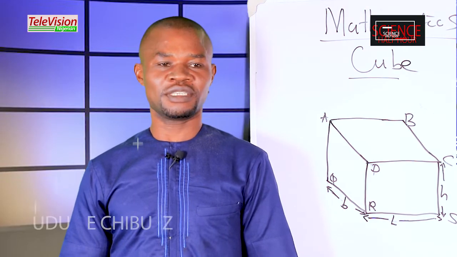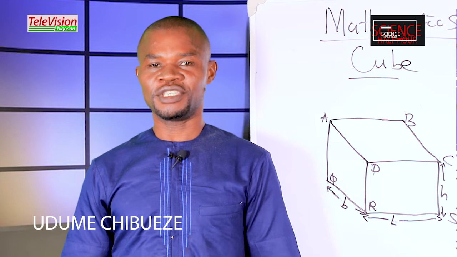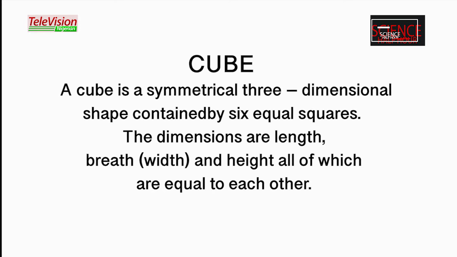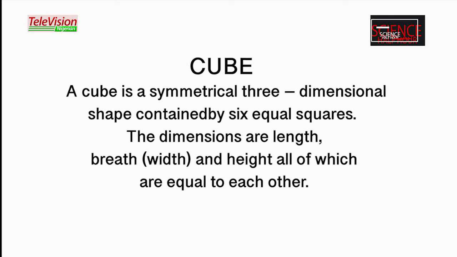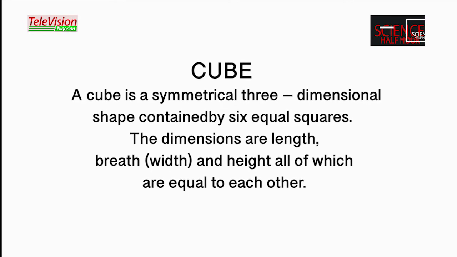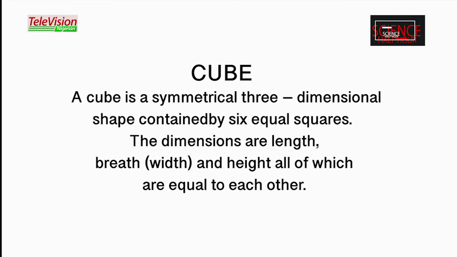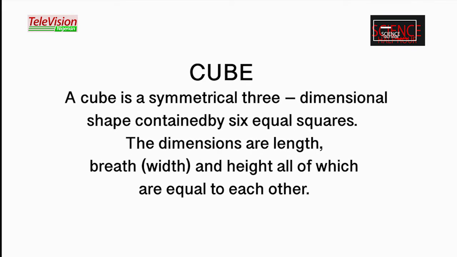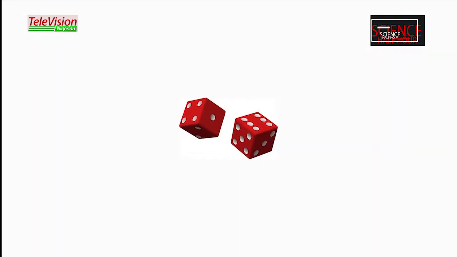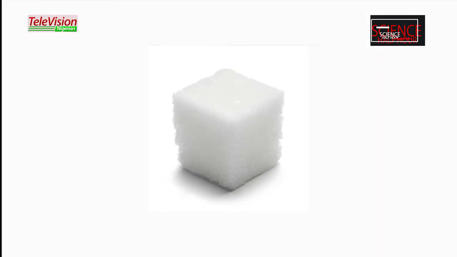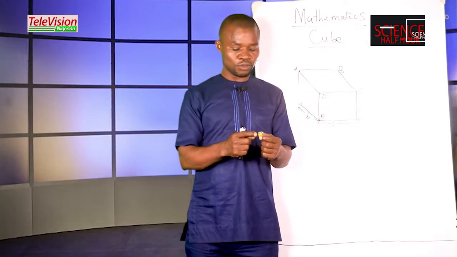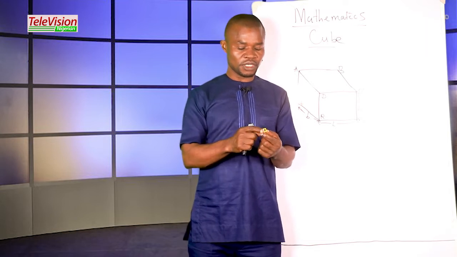Today's subject is mathematics, and the topic of today is cube. A cube is a symmetrical three-dimensional shape contained by six equal squares. The dimensions are length, breadth, and height, all of which are equal to each other. Examples of a cube are a fair die, Maggi cube, sugar cube, etc. This is an example of a cube, and this is a Maggi cube.